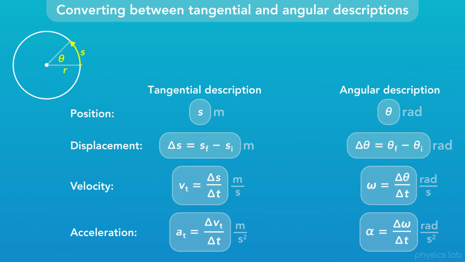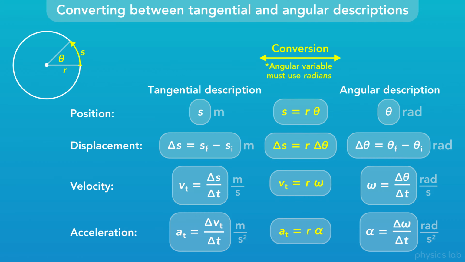Now let's look at everything together. On the left, we have the equations for the tangential description of motion, and on the right is the angular description. Now we have equations that we can use to convert between the two. If we take the angular variable and multiply it by the radius of the circular path, we get the tangential variable. It's important to remember that for this to work, the angular variable must use radians. So if it uses degrees or revolutions, we have to convert to radians, radians per second, or radians per second squared before plugging it in. As long as the tangential variable and the radius use the same length unit, things will still work, but it might be good practice to only use the SI units.